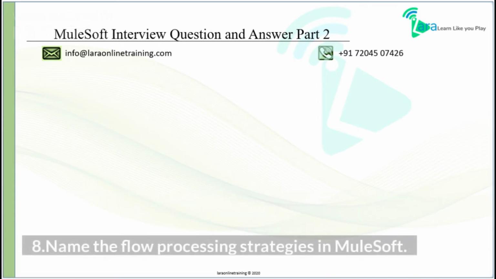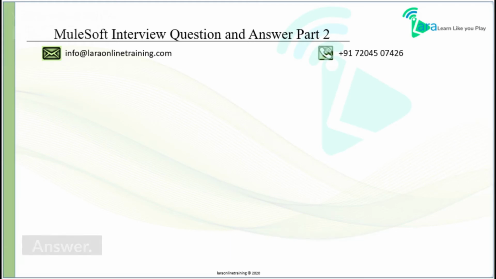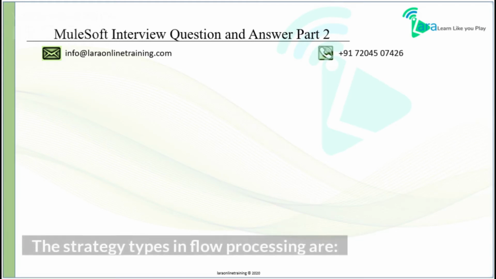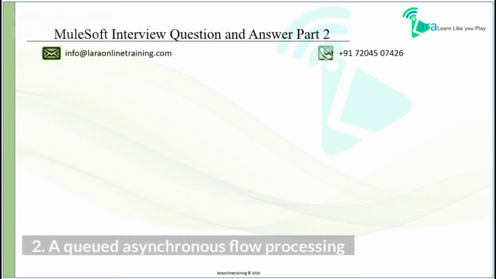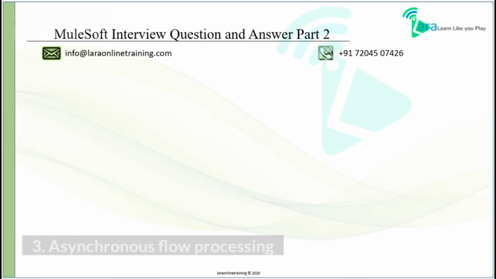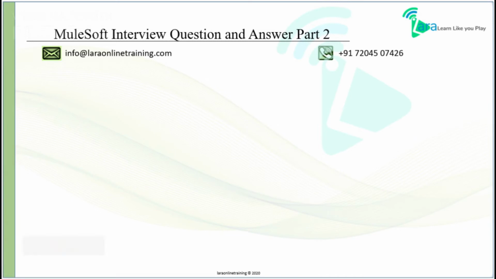8. Name the flow processing strategies in MuleSoft. Answer. The strategy types in flow processing are 1. Non-blocking flow processing. 2. Queued asynchronous flow processing. 3. Asynchronous flow processing. 4. Custom flow processing. 5. Thread per processing. 6. Synchronous flow processing. 7. Queued flow processing.